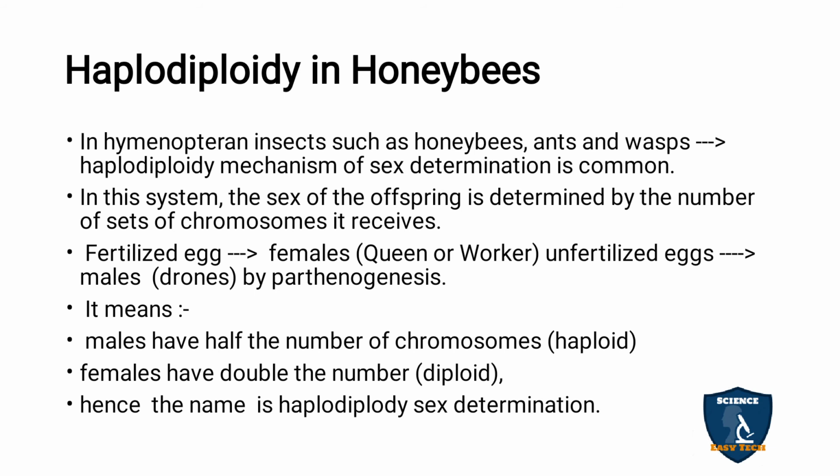It means the male has a haploid number of chromosomes. They are haploid because they are formed from unfertilized eggs. Unfertilized means only one gamete is involved, so it is haploid in number. But the females have double the number; they are diploid. Hence the name Haplodiploidy. The male is haploid and the female is diploid, and from this combination the name haplodiploid sex determination comes.